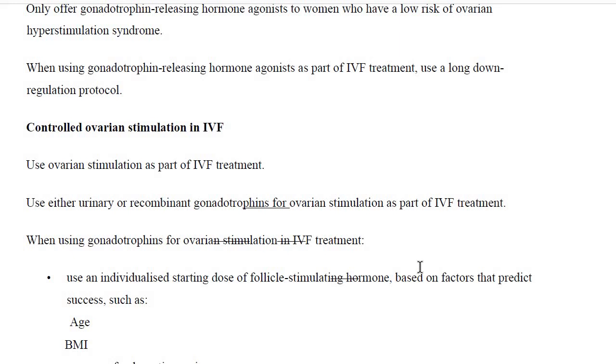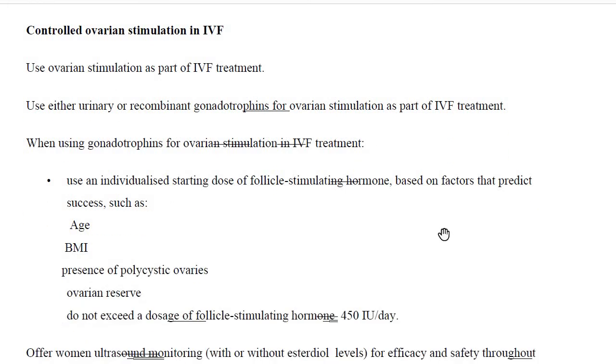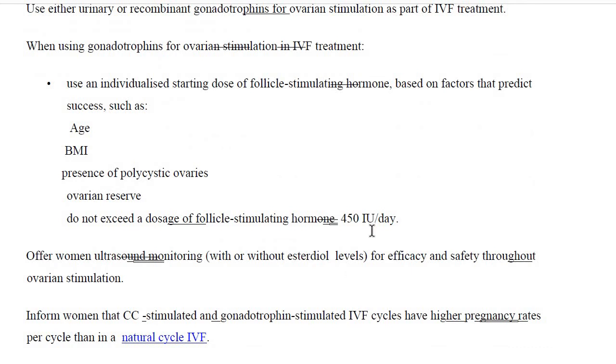So controlled ovarian stimulation in the IVF. We should use ovarian stimulation as part of the IVF treatment. We can use either urinary or recombinant gonadotrophins for ovarian stimulation as part of the IVF treatment. When using gonadotrophins, use an individualized starting dose of the follicle stimulating hormone based on factors that predict success, such as age, BMI, presence of PCOS, then ovarian reserve, and do not exceed the dose. The maximum dose is 450 international units per day.